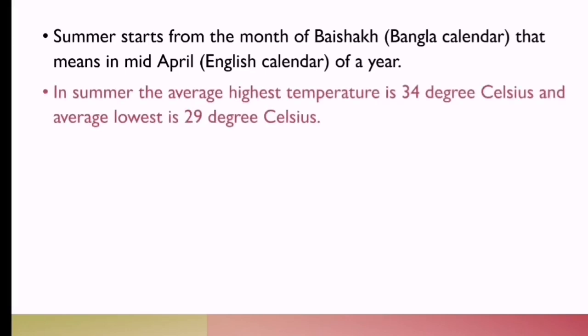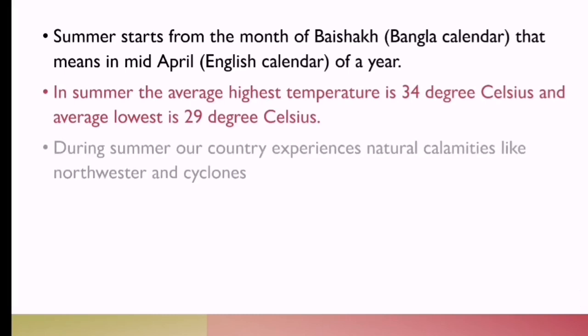In summer, the average highest temperature is 34 degrees Celsius and the average lowest is 29 degrees Celsius. But sometimes in extreme cases, temperature in the north and northwest rises to between 34 and 50 degrees Celsius. During summer season, Bangladesh also experiences many natural calamities like nor'westers at the beginning of summer and cyclones in the coastal areas. Generally, from April to May and from October to November are the high times for cyclones and tornadoes. You will know details about nor'westers, cyclones and tornadoes later in lesson 3.